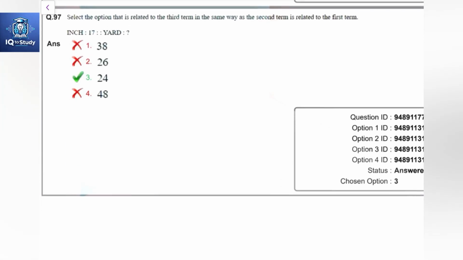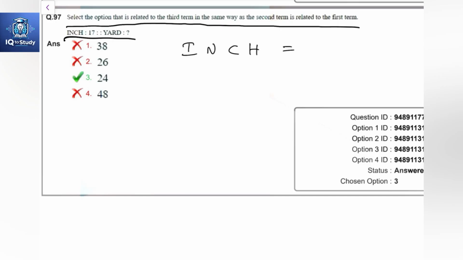Select the option that is related to the third term in the same way as the second term is related to the first term. Here, INCH is equal to 17. Let's take the positional values of the alphabets. We know that the position value of I is 9, N is 14, C is 3 and H is 8. If we add those values, it becomes 34, and 34 divided by 2 is equal to 17.